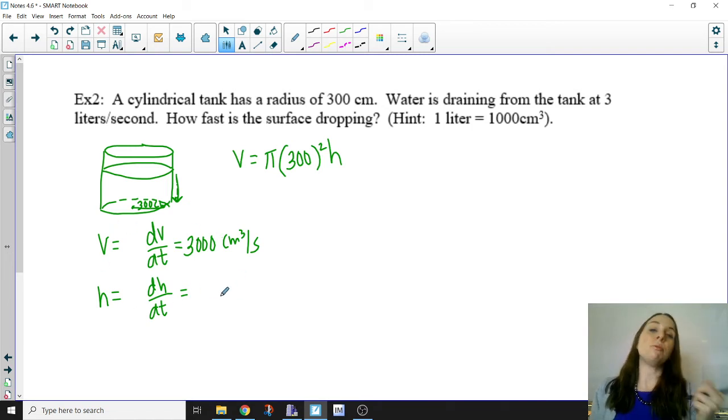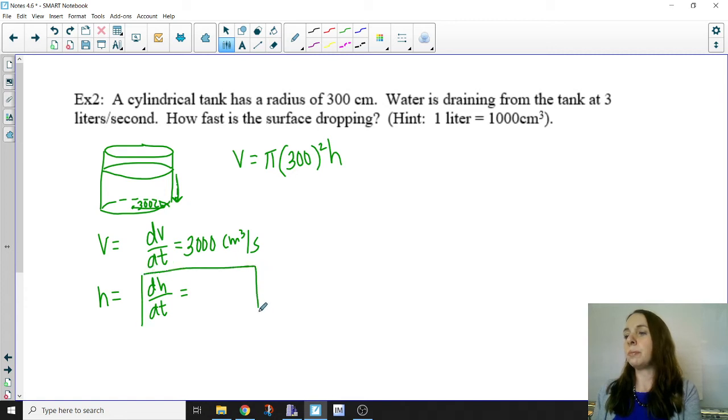Which one am I trying to find? Let's put a box around which one we're trying to find. The question is, how fast is the surface dropping? Okay. That is talking about how fast the height of the cylindrical water is moving down, right? And so that would be our dH over dt. Just so you know, what you are trying to find is always going to be another rate. So if there's only one other unknown rate, put your box around that. That's what you're trying to find.